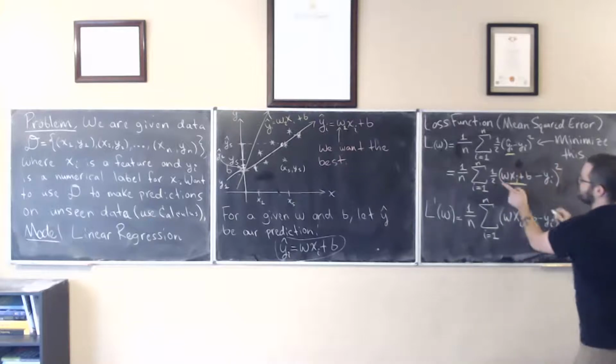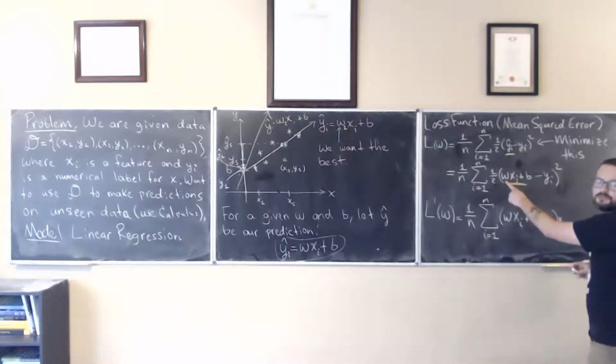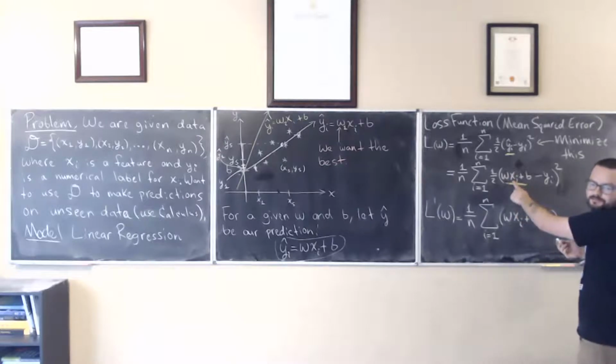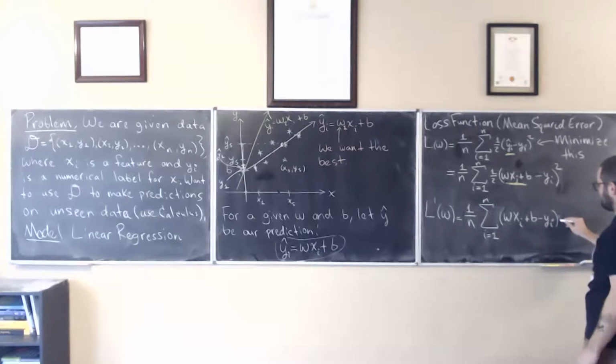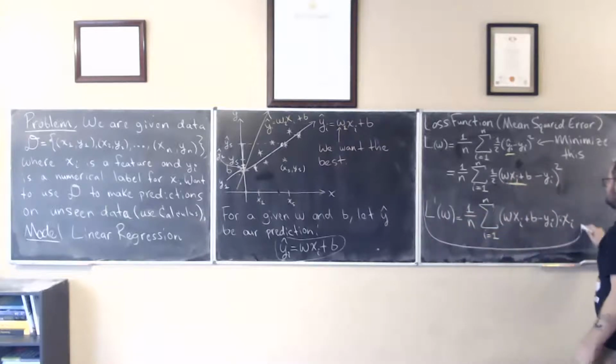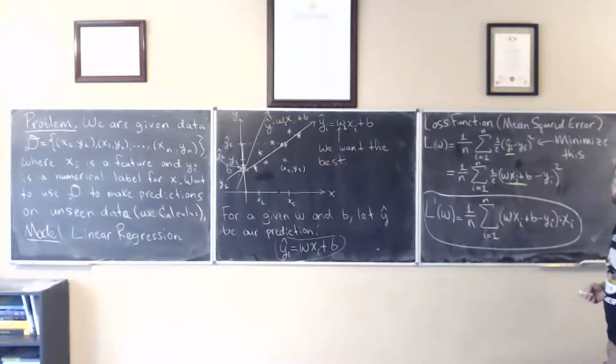Times, what's the derivative of the inside with respect to W? It's the coefficient of W, right? So this would be times xi. So this is the derivative. Do y'all agree?